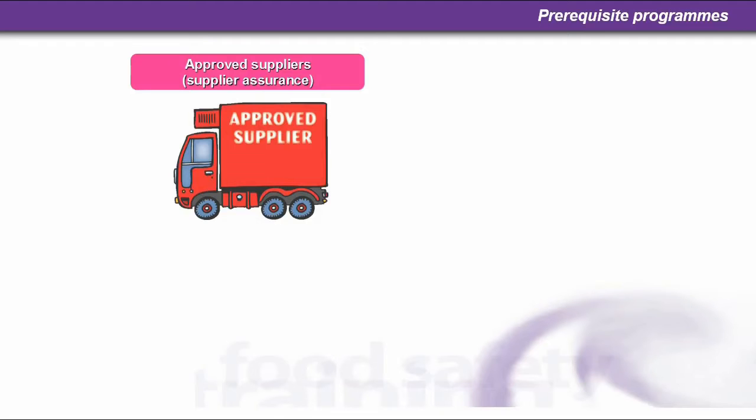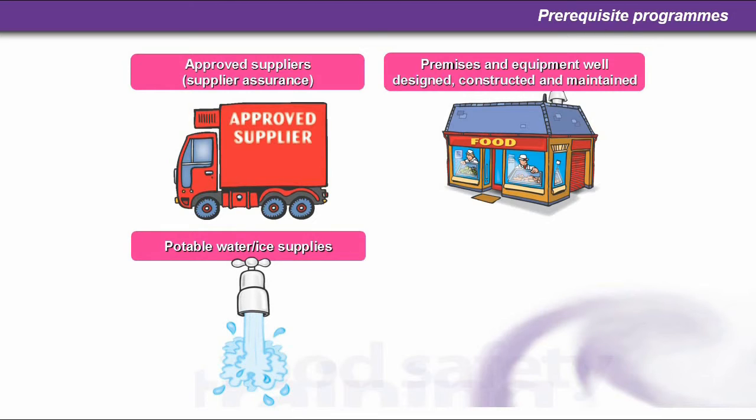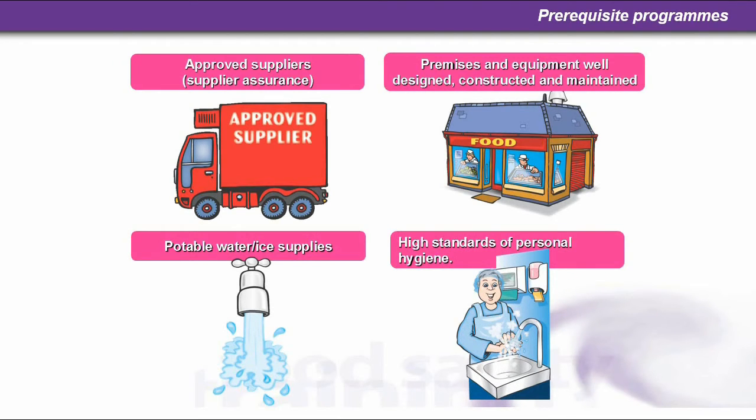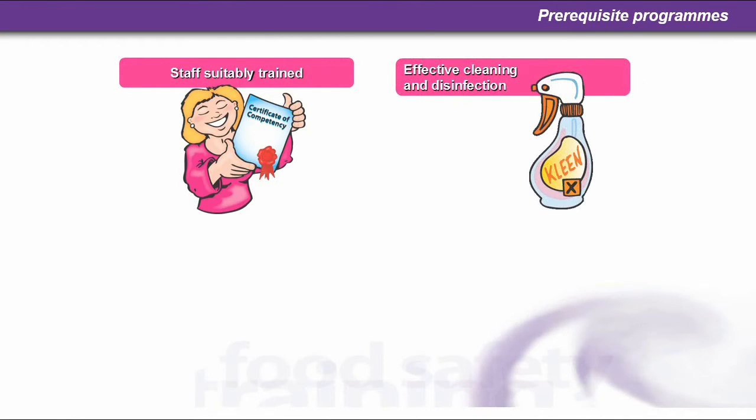Approved suppliers, i.e. supplier assurance. Premises and equipment well designed, constructed and maintained. Potable water and ice supplies. Ice comes from the same potable water, i.e. drinking water from the main supply, which has been chlorinated. High standards of personal hygiene. Staff suitably trained; what the law states is that the staff must be trained commensurate with their work activities, so trained equally to the job that they do. Effective cleaning and disinfection.